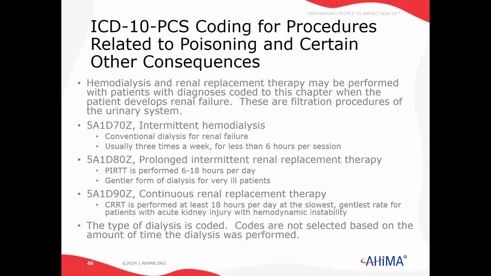Let's take a little look at what some of these things mean. So as we can see here, the difference between the two, the 7 in 5A1D70Z is for intermittent. 5A1D80Z is prolonged intermittent. And then the continuous is 5A1D90Z.